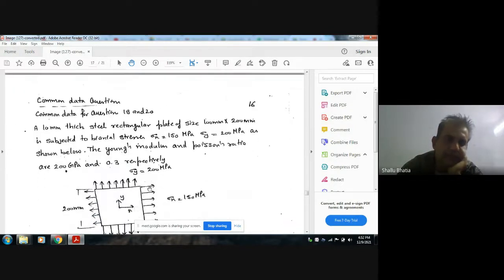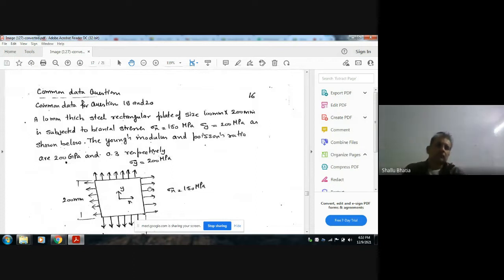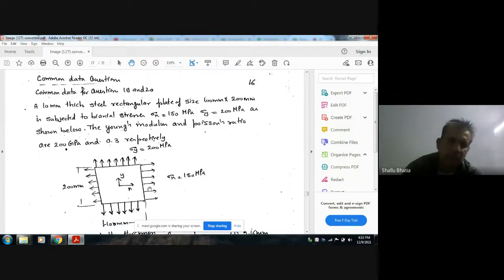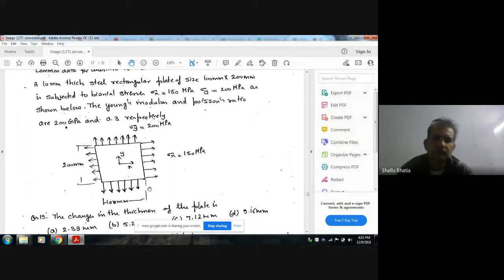Next, common data question for question number 19 and 20. A 10 mm thick steel rectangular plate of size 100 mm into 200 mm is subjected to biaxial stresses, sigma x is equal to 150 and sigma y is equal to 200 MPa as shown below. Young's modulus and Poisson's ratio are 200 GPa and 0.3 respectively. The figure is given, 200 mm and 100 mm.